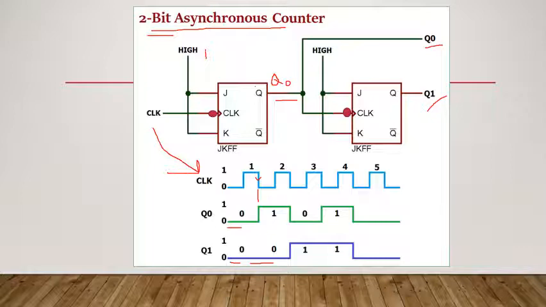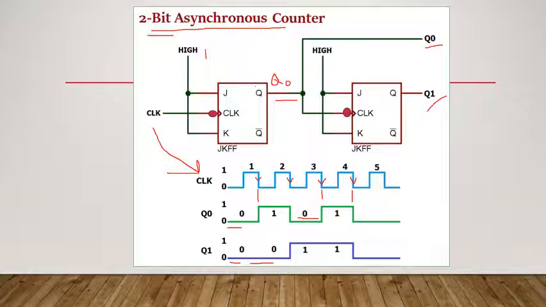So it remains 1 till the next clock pulse is received, and the next clock pulse is received at the next negative edge trigger. So here it again toggles, so it becomes 0 from 1. Now it becomes 0 and stays 0 till the next clock pulse is received. As soon as the next clock pulse gets received, it again changes to 1 and the process continues. Again it toggles at the next clock pulse. So this is the way Q0 is varying.